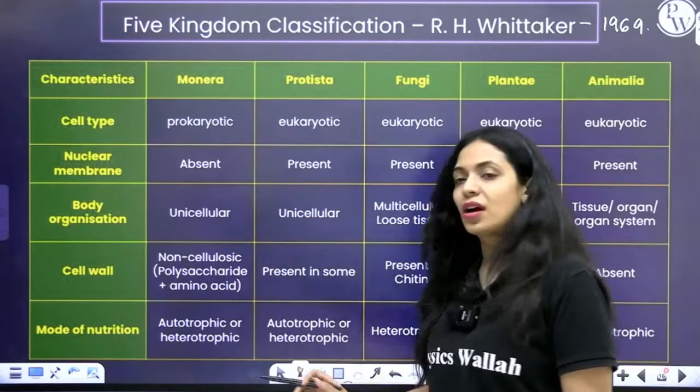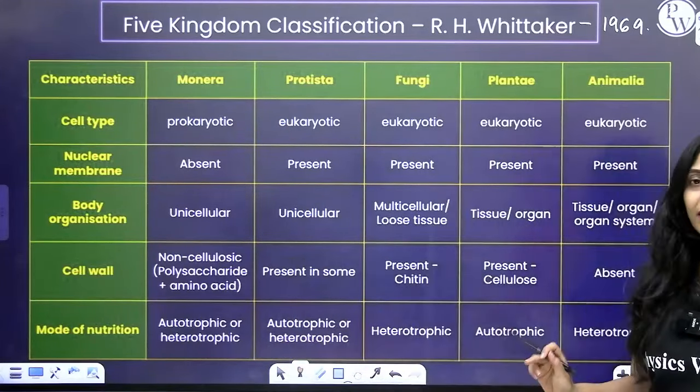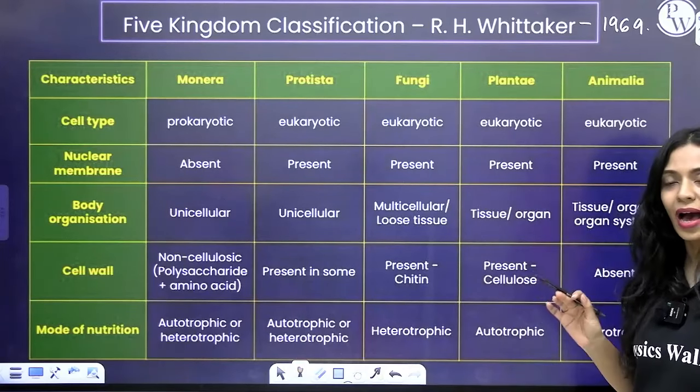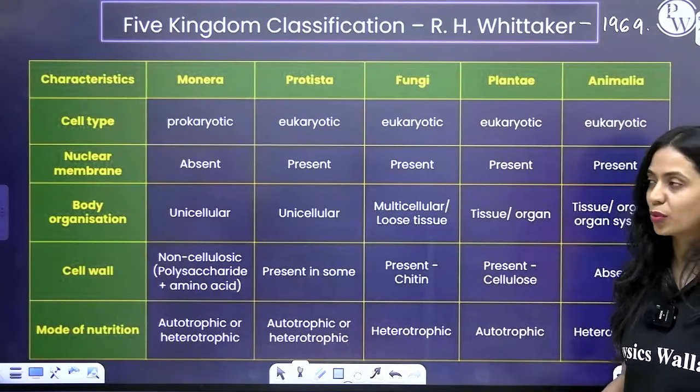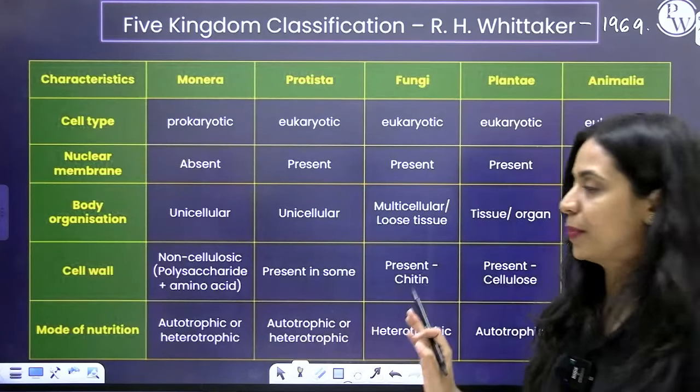In Monera and Protista, you have both autotrophic and heterotrophic organisms. In kingdom Plantae, you have all autotrophic organisms. In Animalia and fungi, you have all heterotrophic organisms. So this is something you can easily understand and remember, right?